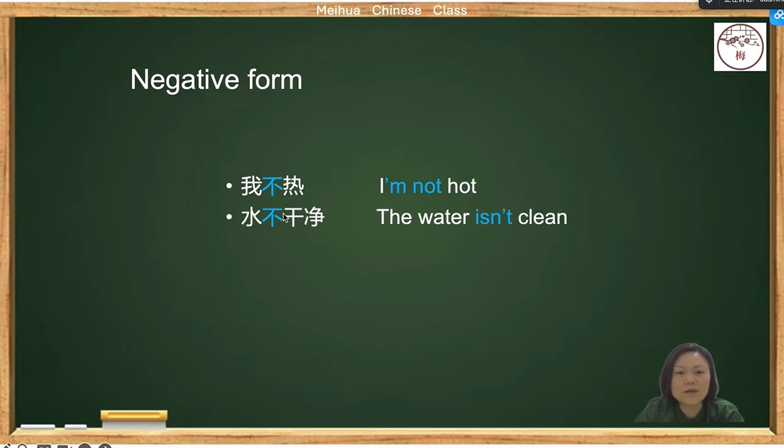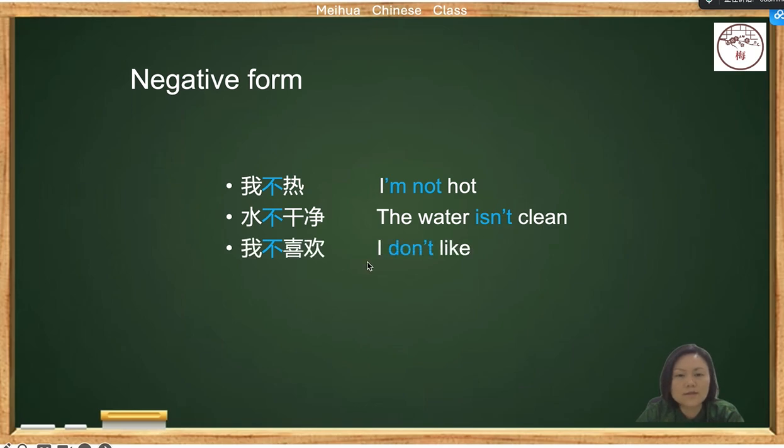Second one, 水不干净. 干净 here is also an adjective, which means clean. Water is clean. When we say it in a negative way, water is not clean, right? Here, 不 is between the subject and adjective. The translation: the water isn't clean or is not clean.